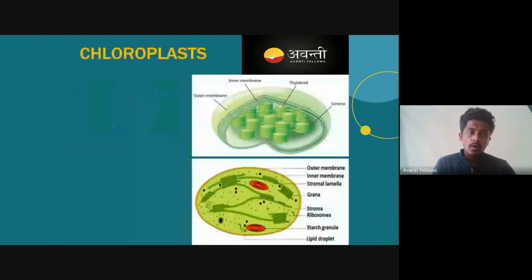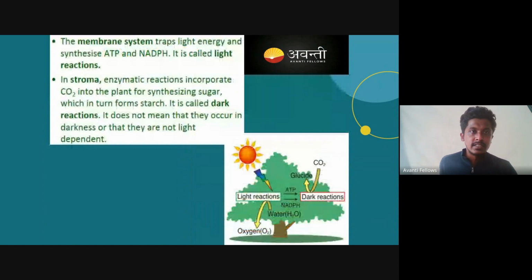Okay. Now, coming to the chloroplasts. We know that the site for photosynthesis is the chloroplast, and within the chloroplasts, we have photosynthetic pigments called chlorophyll, which participate in photosynthesis. If you understand the structure of the chloroplast, we know that it is double membrane bound. Within the inner membrane, you have a uniform matrix called the stroma. Stroma contains a lot of enzymes. You can see here, right?